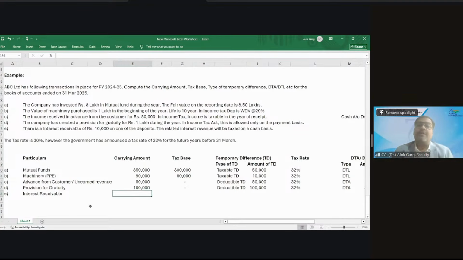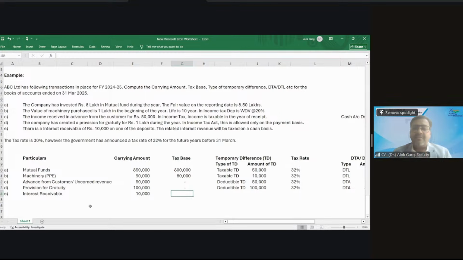Now, what about income tax? So interest receivable asset of rupees 10,000. In your carrying amount, in your balance sheet, this accrued interest asset will come for rupees 10,000. What about income tax? Income tax officer is preparing this balance sheet as per income tax provision. So what is the amount? What is the tax base of this interest receivable? Zero. Why?